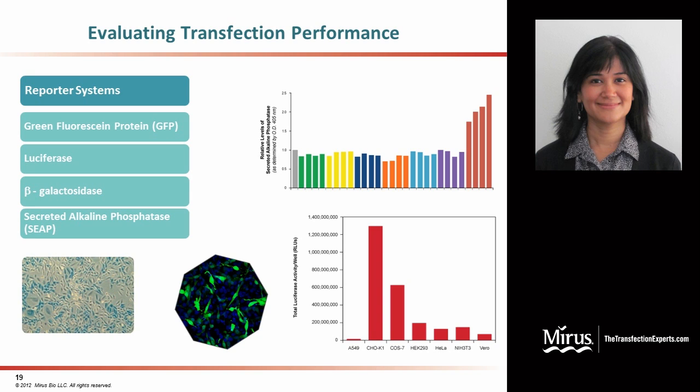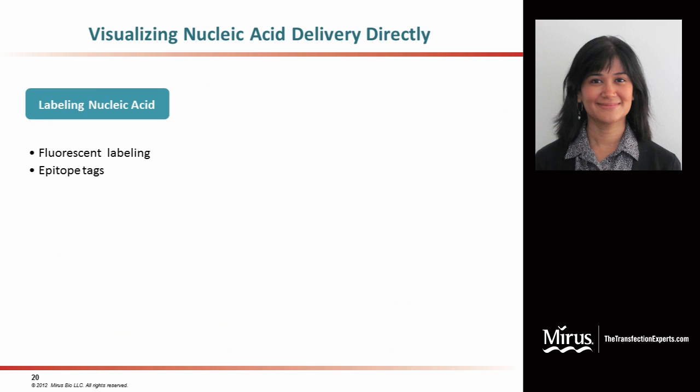Another advantage with this method is that because the protein is secreted, you really don't need to harvest the cells in order to assay the transfection output. So far, we have talked about indirectly assessing transfection output, because we are mostly employing reporter systems that assay the indirect expression of the transfected nucleic acid. But how about visualizing nucleic acid delivery directly?